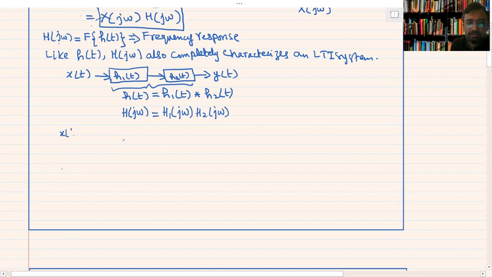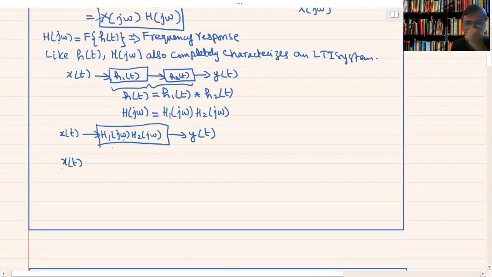So we can equivalently represent this cascaded system in this way, y(t). And since multiplication is commutative, we can immediately know that the order in which we put these systems, the order of the cascade, actually does not matter. In fact, we can first pass x(t) through H2(jω) followed by H1(jω), and we will get the same response y(t).